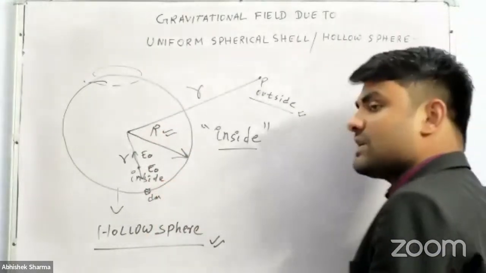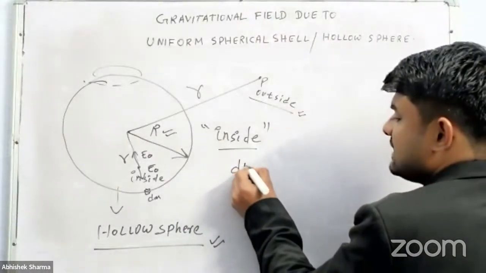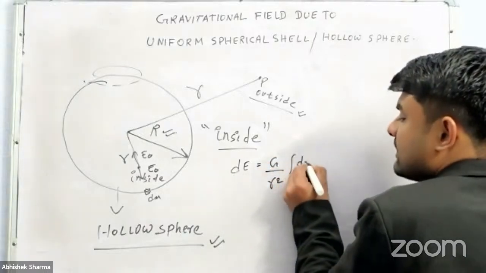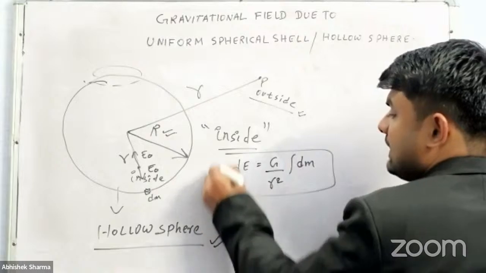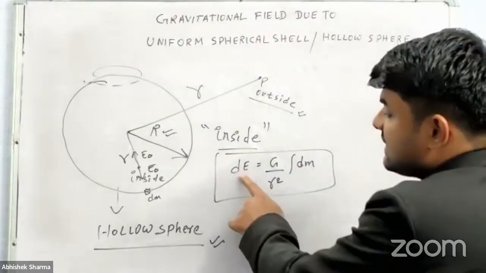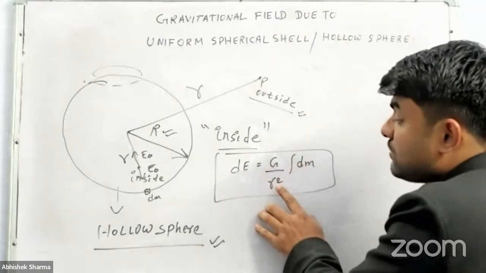You know the expression for gravitational field intensity due to dm mass. We know it's dE is equals to G by R square dm. Remember this: this small gravitational field intensity is not just dependent upon this dm mass only. It's also dependent upon R square.